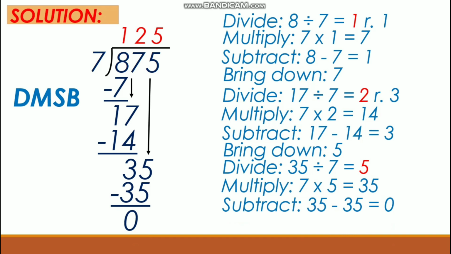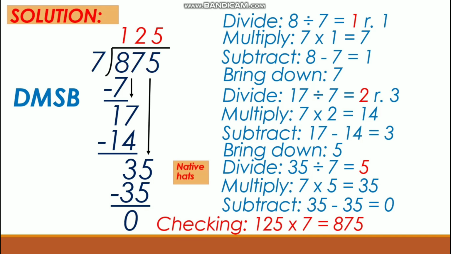So the answer is 125. To check, multiply 7 and 125. The answer is 875. So it means our answer is correct. So there are 125 native hats in 1 day. Okay? So let's have more examples.